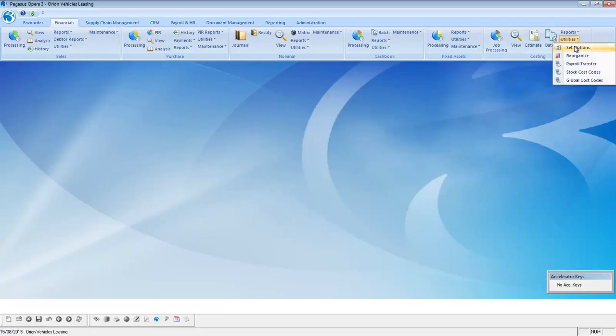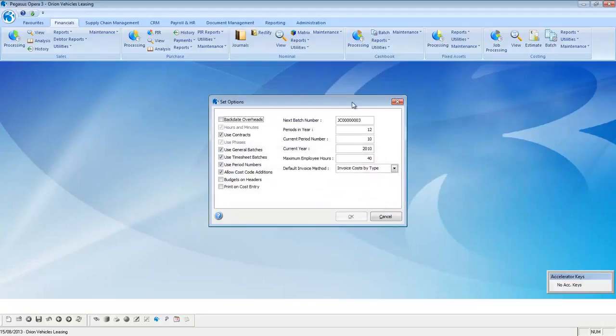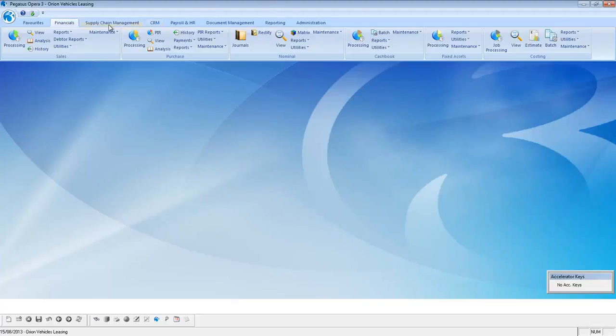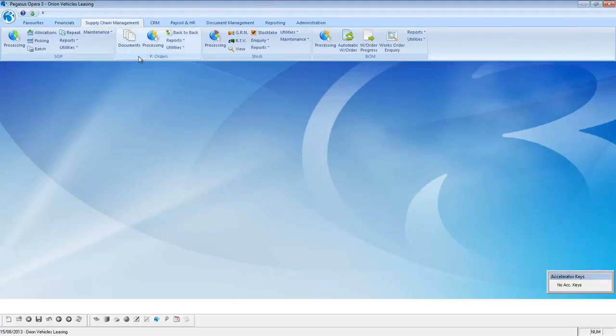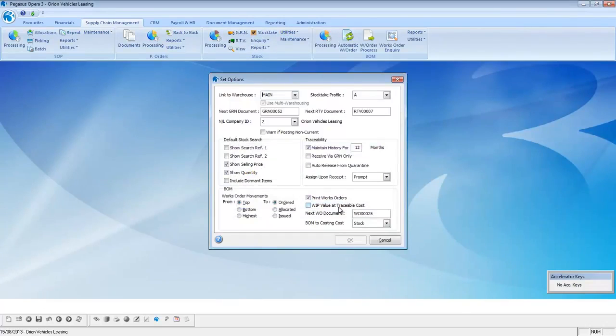If we have a look at costing and set options, there aren't any history settings there, so that one you don't need to take a look at. Supply chain management and purchase order processing there won't be, as the reorganisers take care of those. However, if we have a look at stock, utilities and set options, we do have for traceability, maintain history.